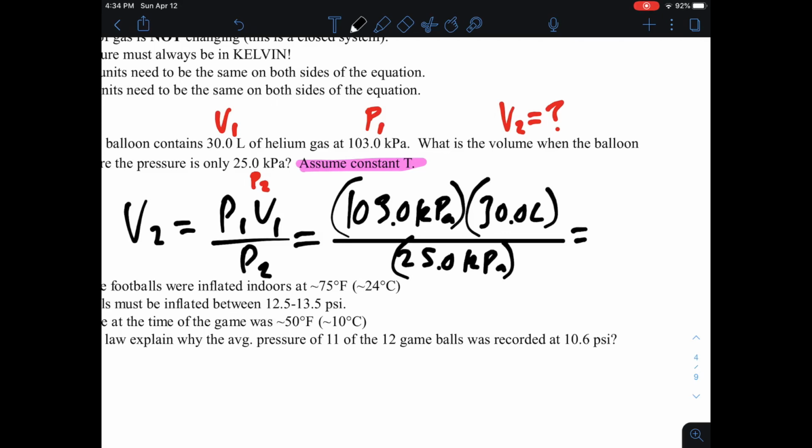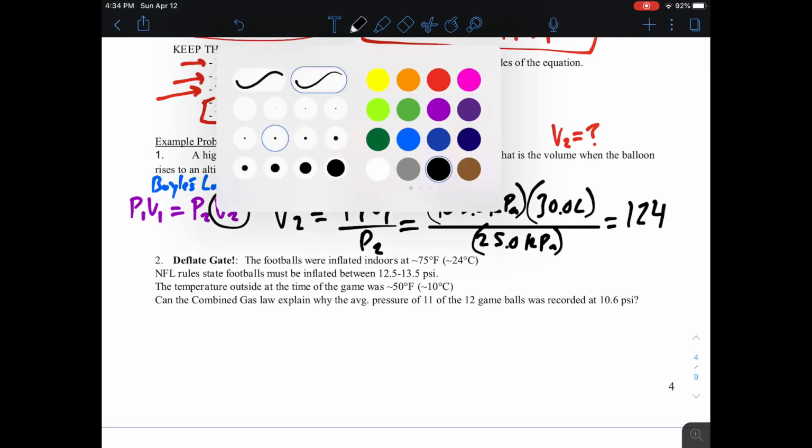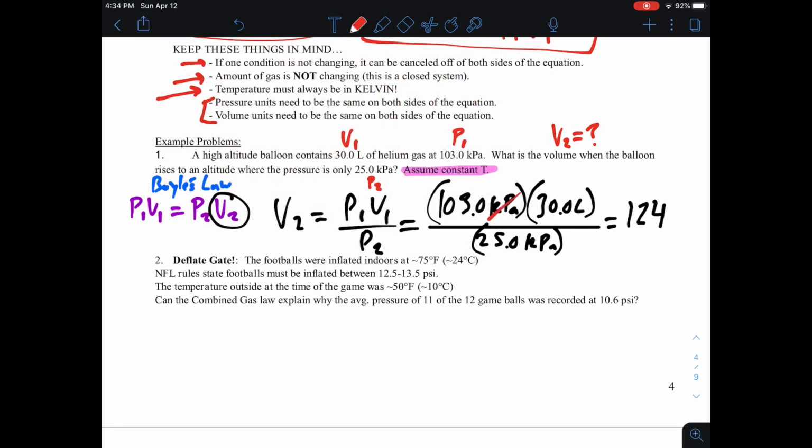I get an answer of, and it's a volume, remember, of 120. I'm going to do sig figs here. It's 3 sig figs, so 124. And the nice part about me showing my units is that the kilopascals cancel out. Notice what we have left for units? Liters, which is a volume.